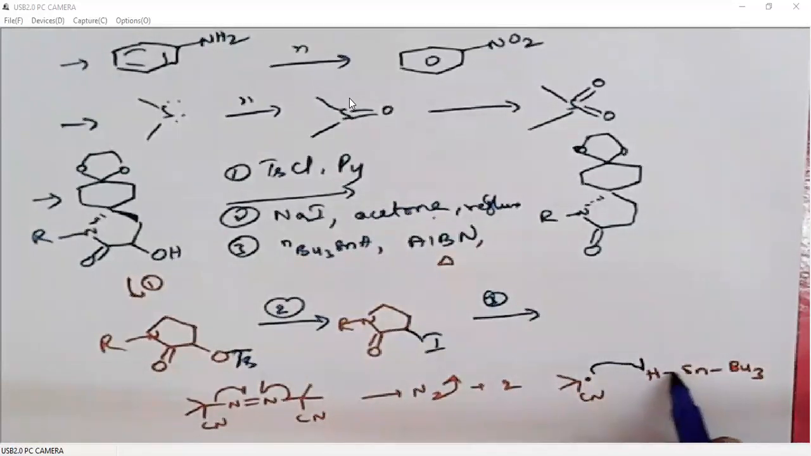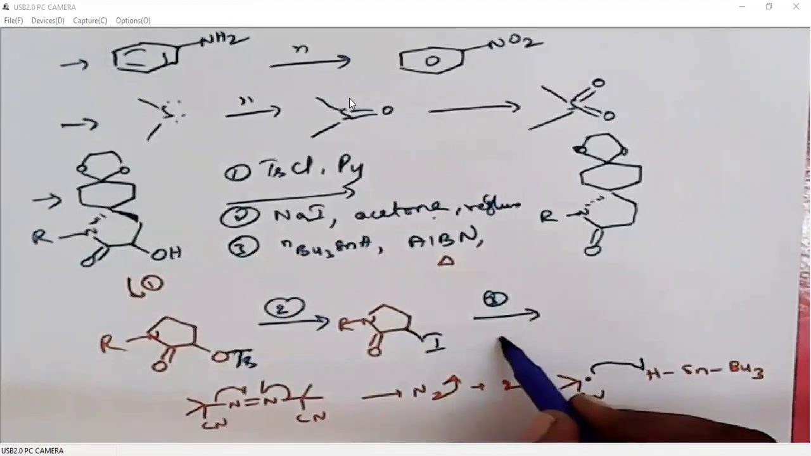So this bond will undergo homolytic cleavage. One radical will combine with this hydrogen radical. It generates a hydrogen radical and a tin radical. The hydrogen radical will be picked up by the isobutyronitrile radical, and we are generating a tin radical here.